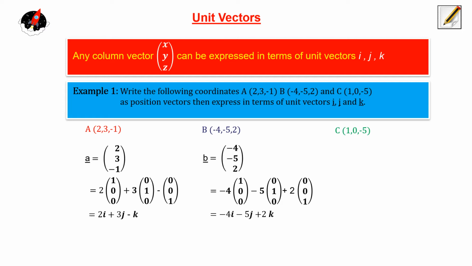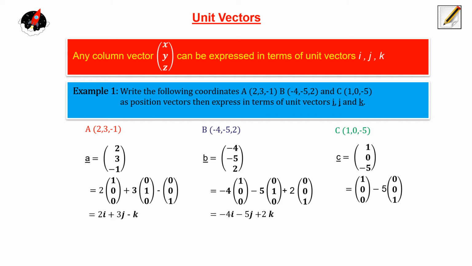Lastly, we have C, which is the coordinate 1, 0, negative 5. So again, the position vector is just lowercase c, and we write 1, 0, negative 5 vertically. Now here we have an x component of 1, so therefore we've got 1 lot of 1, 0, 0. We have no y component this time. So the y component is 0, so we have no unit vector for the y direction. So j, I should say, will not be in this representation.